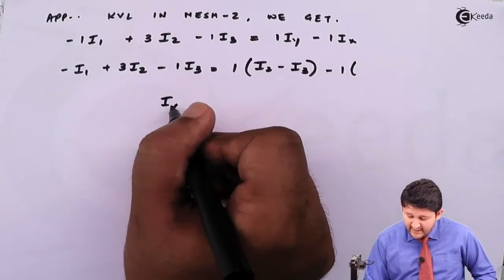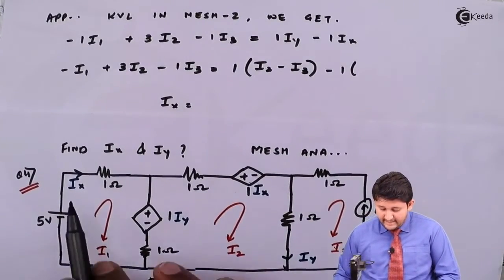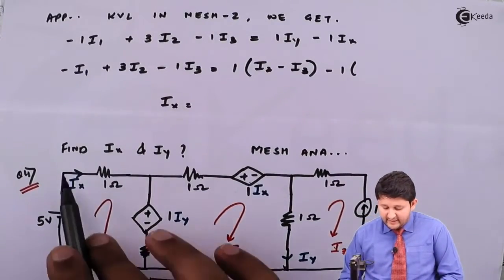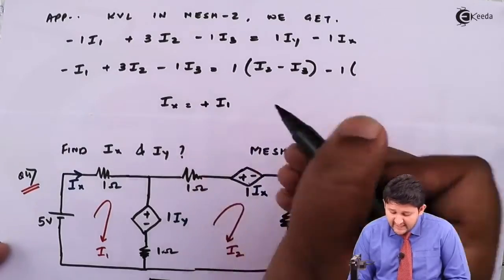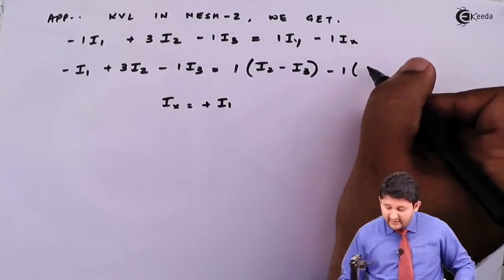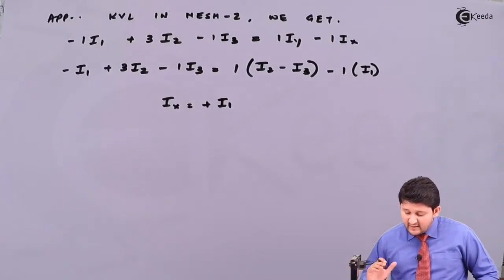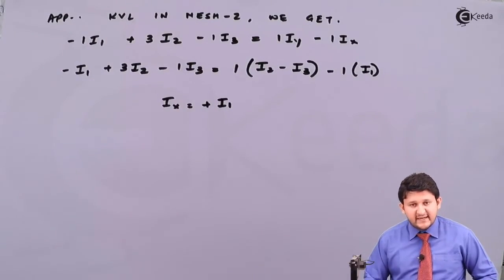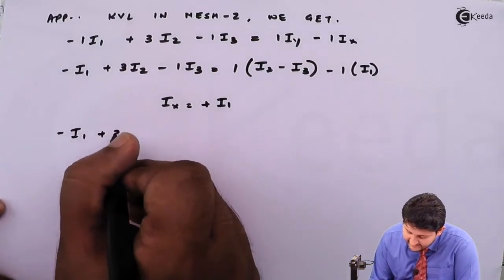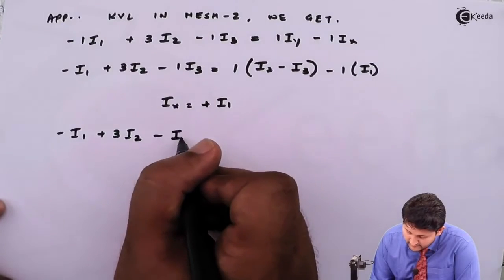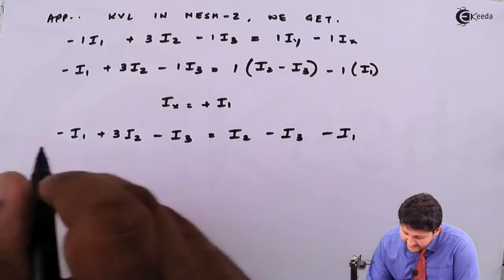When I say Ix, I need to find the relation for Ix. So just observe the circuit carefully. Ix and I1 flow in the same direction. If it is the same direction, the sign I need to treat is positive. So wherever I get Ix, I need to write I1. Now everything is in terms of I1, I2, I3. Shift all the variables to the LHS side; only the constant term should be on the RHS side. So you'll be getting minus I1 plus 3I2 minus I3 equal to 1I2 minus I3 minus 1.